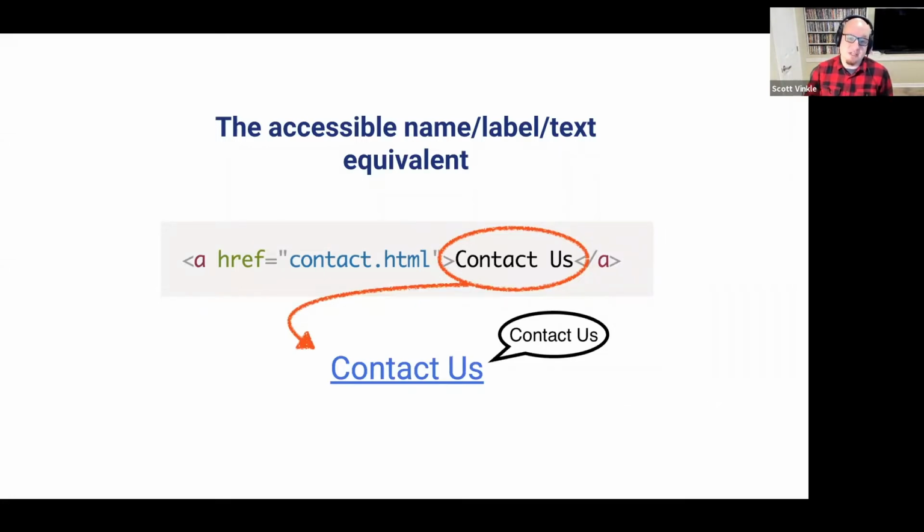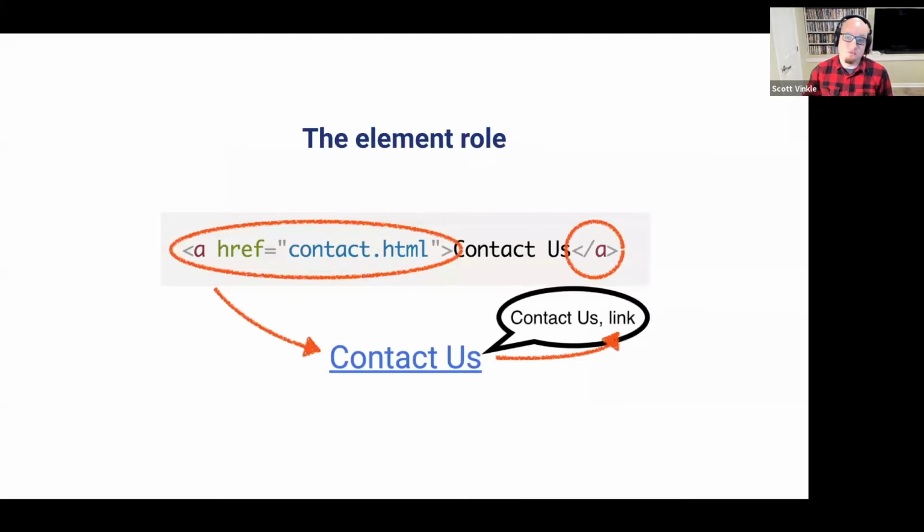This element has text between its start and end tag. This text gets read aloud by a screen reader, and when it receives keyboard focus, it conveys the context of what the link is for. So for example, a link in a navigation area with the accessible name of Contact Us might indicate it would load a new page with some contact information. The element's role informs the user of a few things, including what the element is and how to interact with it.